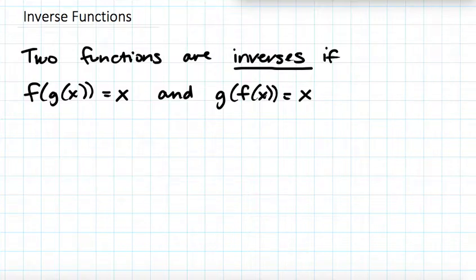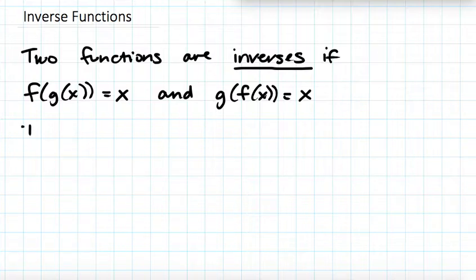So the way that you want to think about inverses is that the two functions kind of cancel each other out. They're both acting on the variable x, but they have the opposite effect, so that when I apply both functions, they cancel each other out and all that I have left is x.